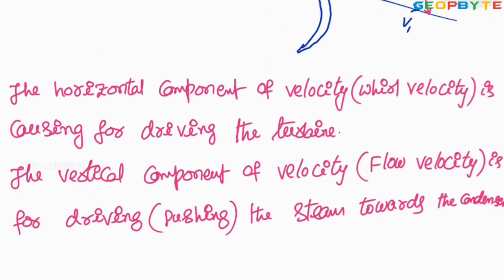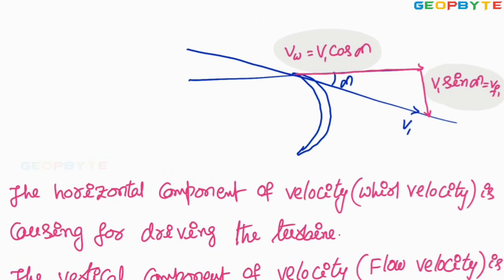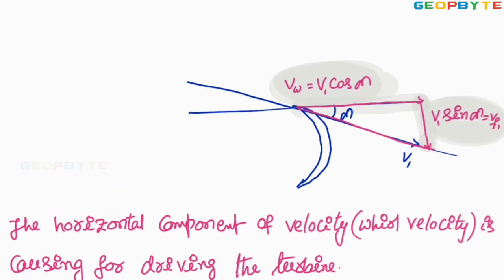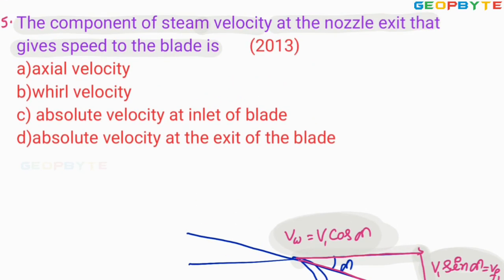So anyhow, since the steam is entering at an angle alpha, it is developing two components of velocity. This is the horizontal component of velocity, and this is the vertical component of velocity. This horizontal component is for driving the turbine, and the vertical component is for driving the steam towards the condenser. Let us go for the options.